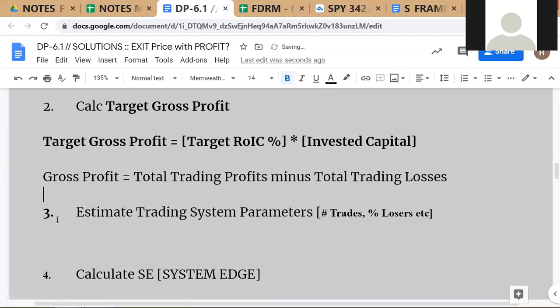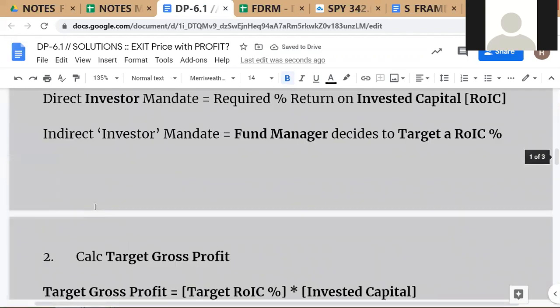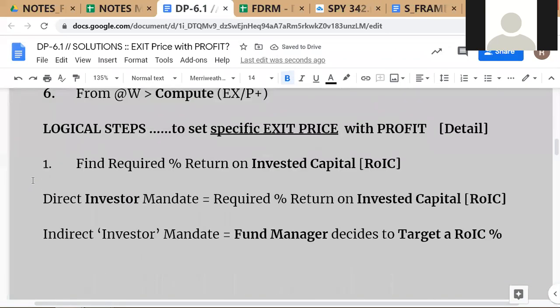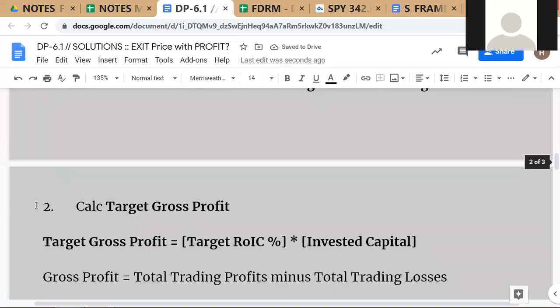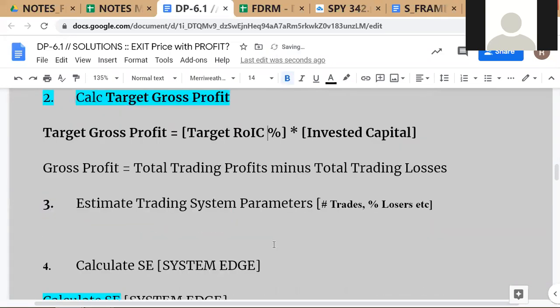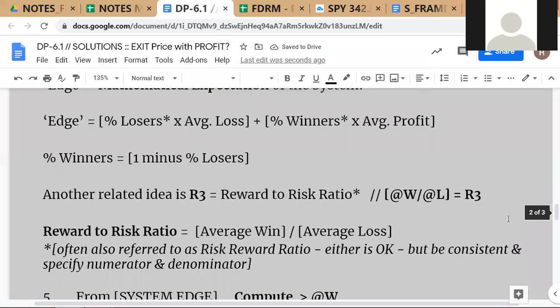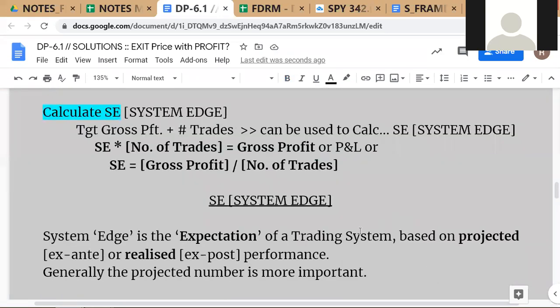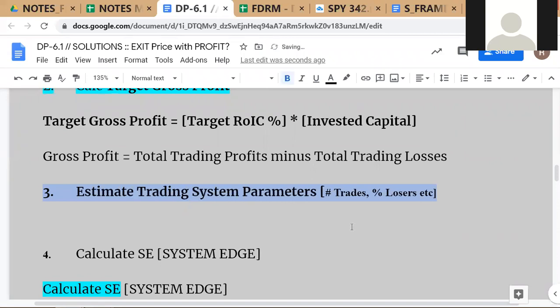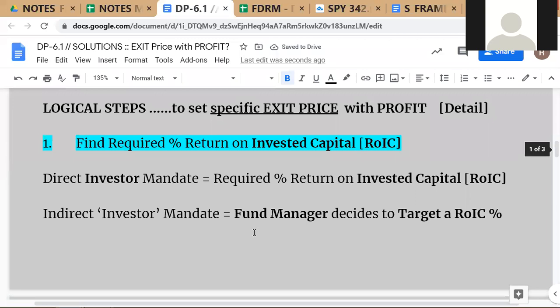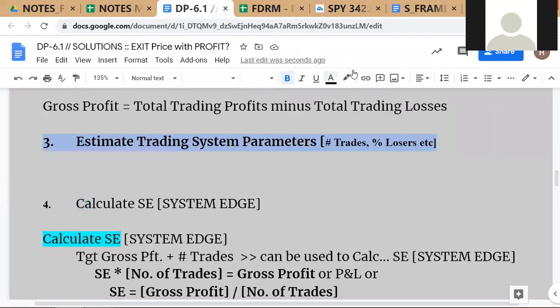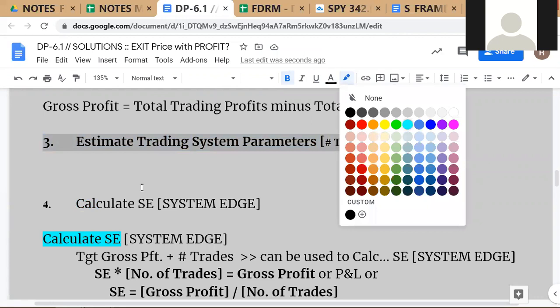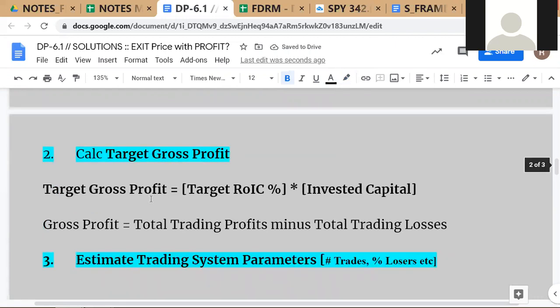Neatly. All right, the third is, maybe we should put some coloring here to make it stand out a little bit. The third is, and put everything in bold. We don't have to put everything in bold if we're coloring it. Okay, so, all right, the third is, okay, so you calculate the target gross profit.